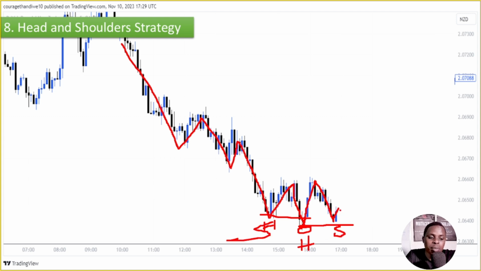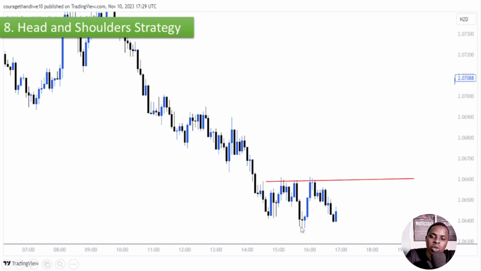Now we are expecting price to go to the upside. When the market fails to break this zone, it means it's losing momentum. So we want to wait for it to break its previous lows and then reverse to the different direction. So this is what happened next, right?